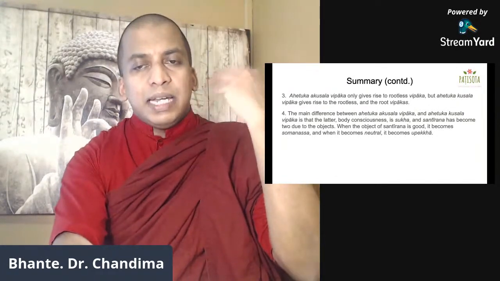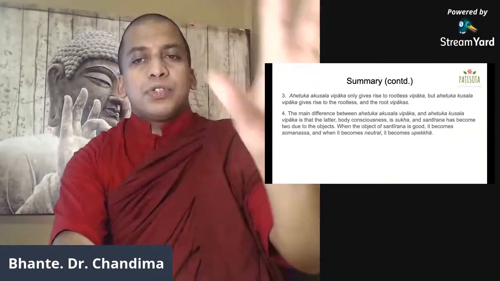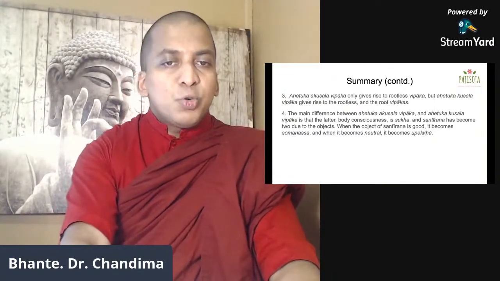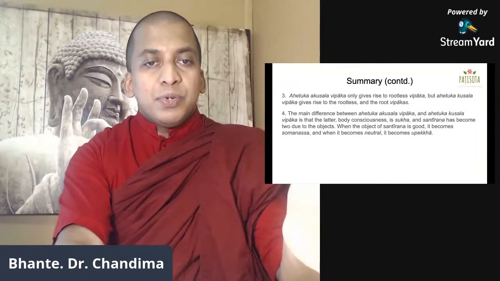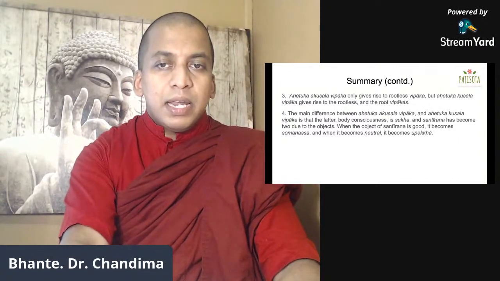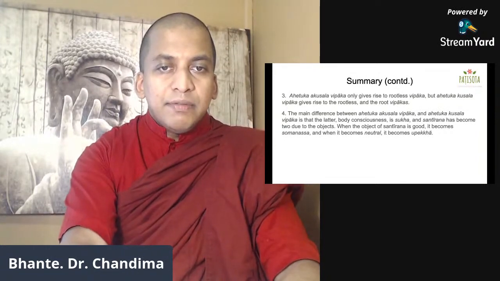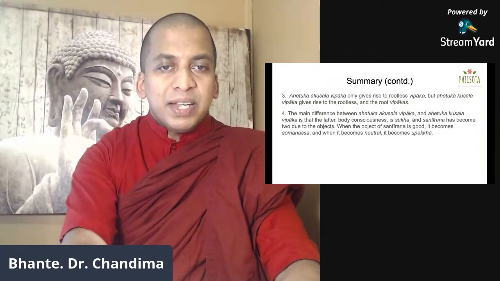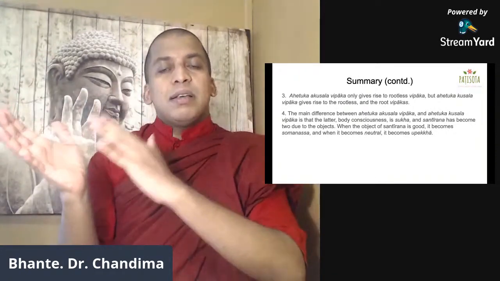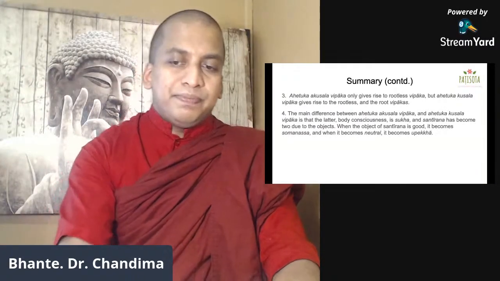That means the investigating, when it goes to the santirana chitta level. In the kusala part, it can become two. In the akusala part, it's just one, upekkha. Investigating consciousness is twofold in the kusala. When the object of santirana is good, it becomes somanassa. When it is neutral, it becomes upekkha in the kusala chitta. But in the akusala one, it only becomes neutral.